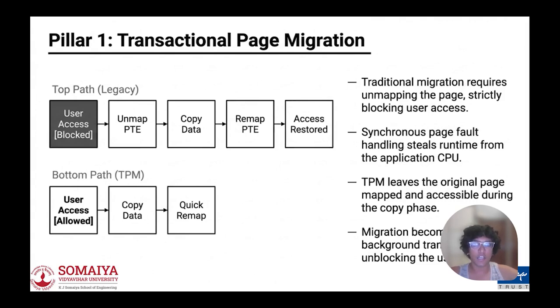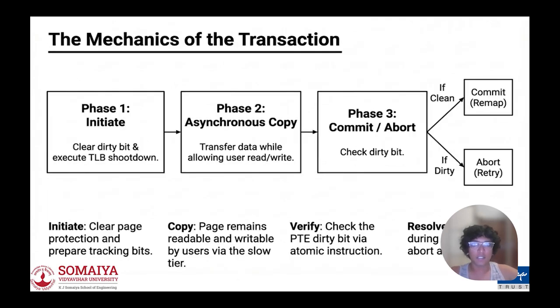The migration is decoupled from the application's critical path entirely. The transaction itself has three phases. In phase 1, Nomad clears the page dirty bit and issues a TLB shootdown. This establishes a clean baseline so we can detect any subsequent rewrites. In phase 2, the data is copied asynchronously while the user continues to read and write through the slow tier.